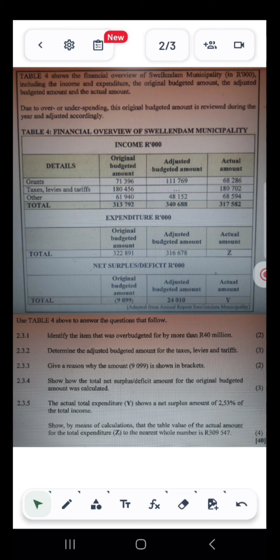It says Table 4.2.3 shows the financial overview of Solendam municipality in R'000. Now you see here R apostrophe 000. Usually they say in rands. So they are telling you that whatever values you want in this table, you must add those 000 at the end, right? So that you get the full amount. So they've abbreviated the money by the zeros they keep off. So that's what it means.